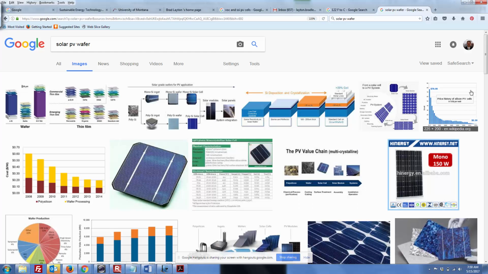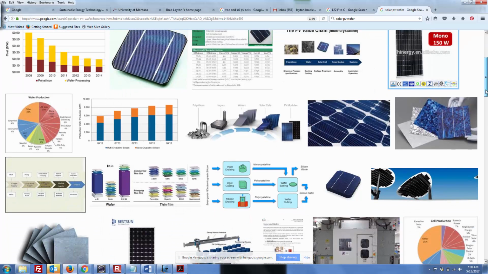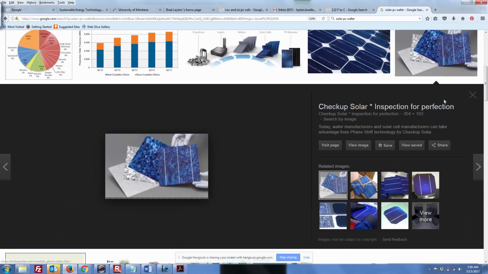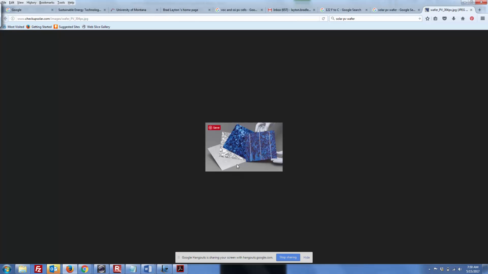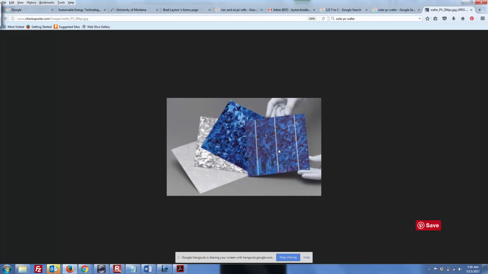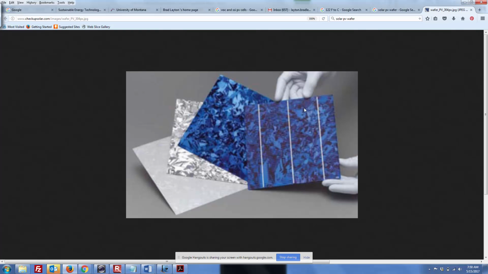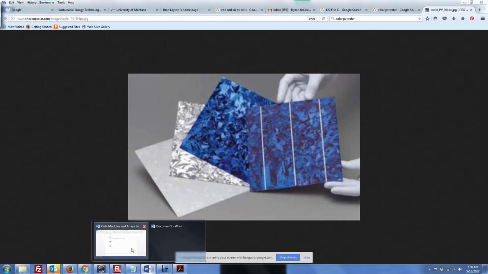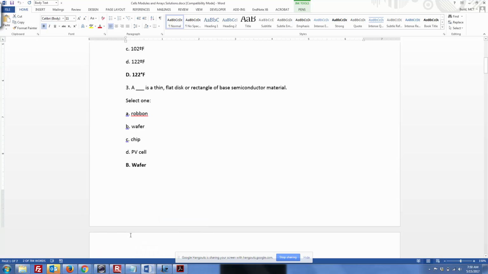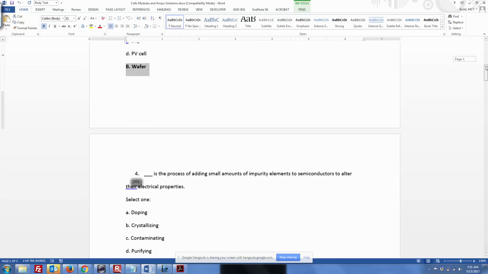So what we did when we built our cells, each one is made from a little wafer. And the wafer that's being shown here is polycrystalline. So all of the colors, there's a lot of different crystals in the silicon right there. So that's just called a wafer.